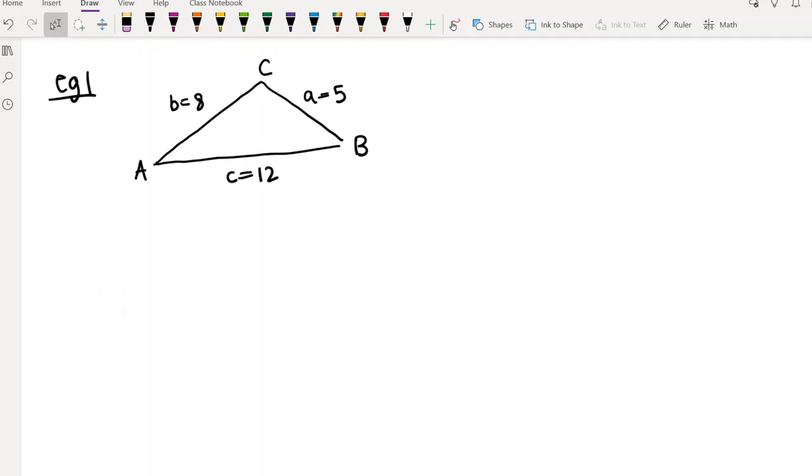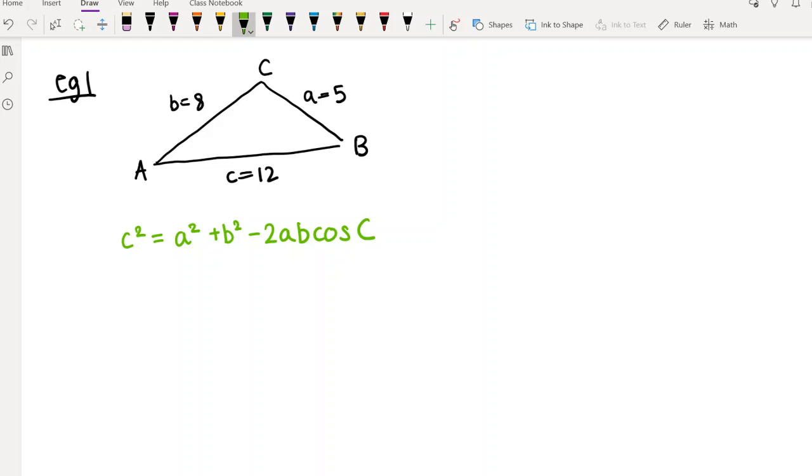So let's start by trying to find angle C. So we're going to focus on that. If we're trying to find angle C, that means we're going to want to use the version that says C squared is equal to A squared plus B squared minus 2 times A times B times cosine of C.